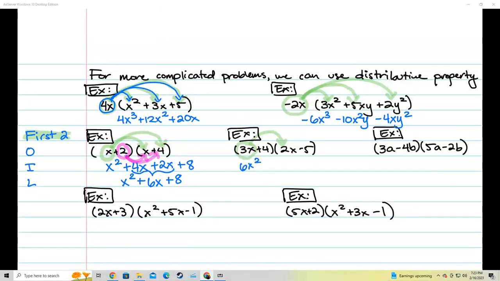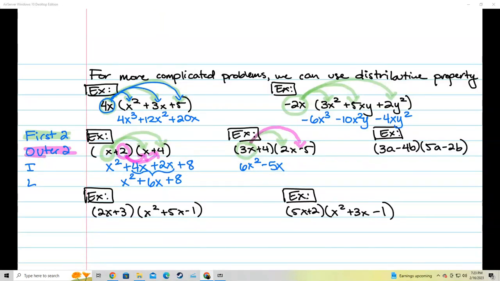The O stands for the outer two. So if I were to look at these, these ones are on the outside, and these ones are on the inside. Outer 2 means I'm going to multiply the ones on the outside. So I'm going to take that 3x and I'm going to multiply it by the -5. And what you get is a -15x. And that takes care of the outer 2.